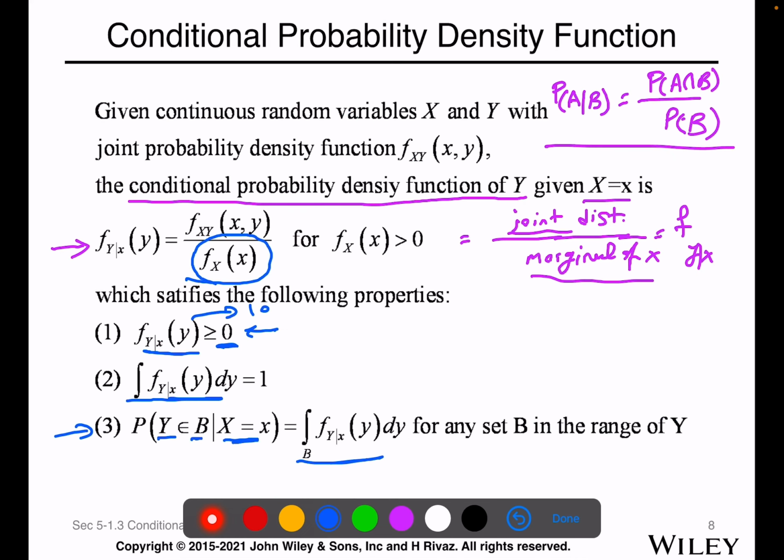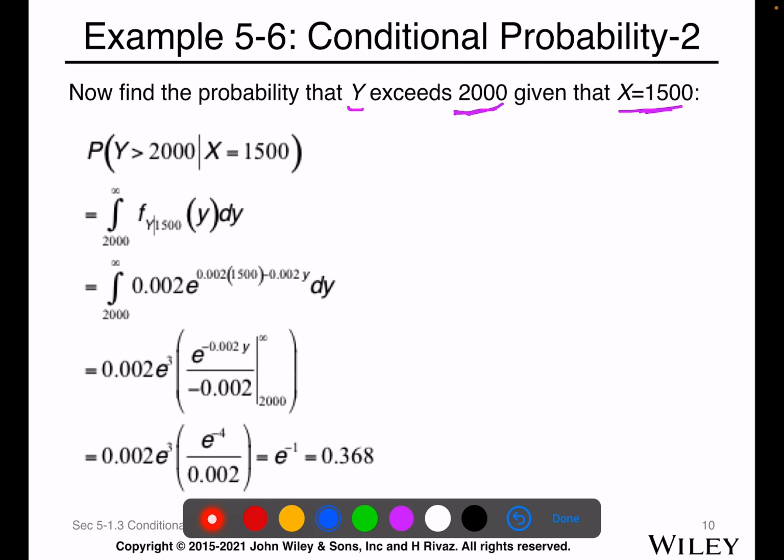Right? So you can see the steps here. I integrate this function, f of y, from 2,000 to infinity. As you can see, I plugged in 1,500 for x, and the rest is simple. It's a simple exponential integral. Here we have the negative sign, the negative and negative cancel out, and at the end, I get e to the minus 1.